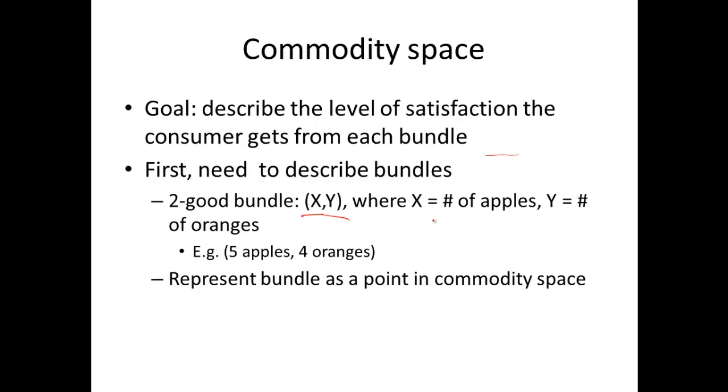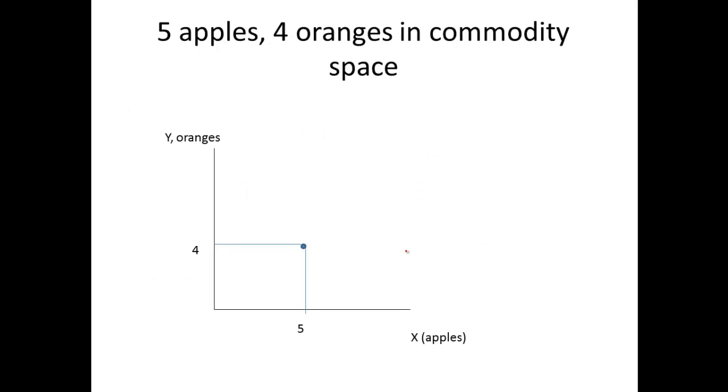We'll characterize a bundle as an ordered pair, (x, y), where x is the number of some good, let's say apples, and y is the number of some other good, say oranges. So, for example, if we saw the ordered pair (5, 4), what that would mean is 5 apples and 4 oranges. And a point to make is that you can represent a bundle as a point in a two-dimensional commodity space. So that's what commodity space is, and let's illustrate it. Here we have on the horizontal axis x, the number of apples. On the vertical axis we have y, the number of oranges. And so 5 apples and 4 oranges in commodity space is 1, 2, 3, 4, 5 along the x-axis, 1, 2, 3, 4 along the y-axis. And there's the point associated with those, and indeed, that's the bundle (5, 4).